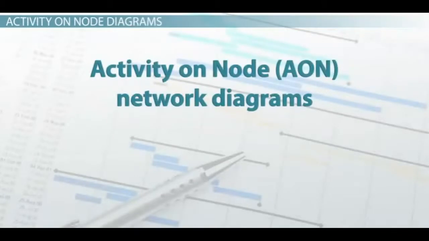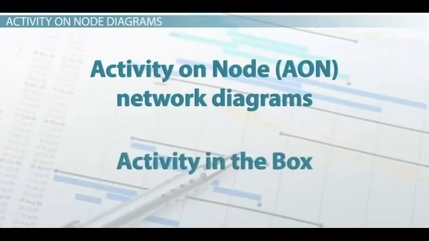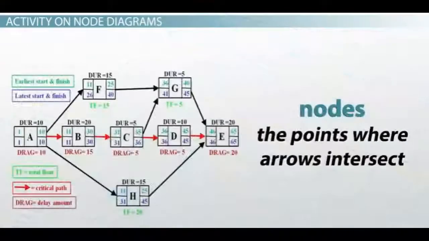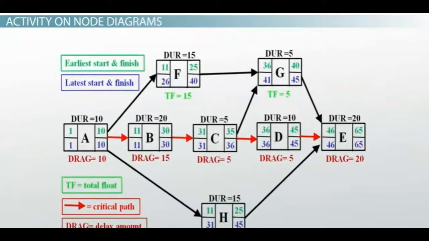The activity on node, AON network diagrams, sometimes called activity in the box, are similar in development to the activity on arrow diagrams, except the activity and its associated duration is displayed on the node rather than the arrow. Nodes are the points where arrows intersect. Because you're placing the activity and the associated duration at the node, typically in a box, you have space in the box to include additional information.